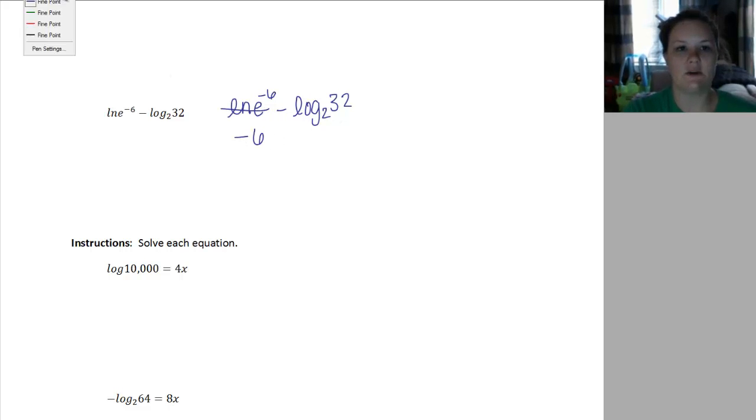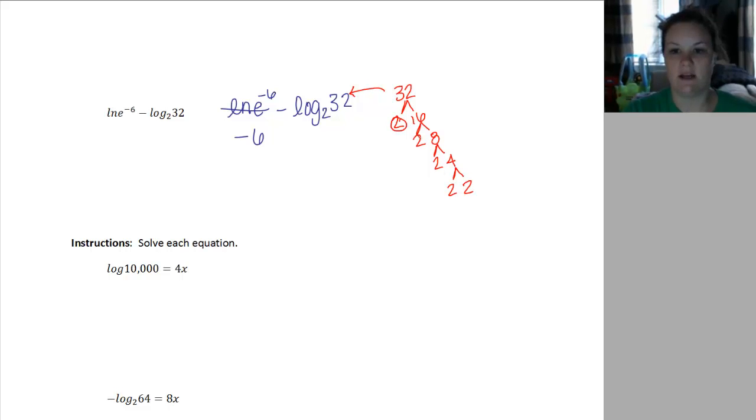On my second term, I'm hoping to be able to write 32 as some power of 2. If you're not sure, just simplify it out. So here, 32 is the same as 2 times 16. 16 is 2 times 8. 8 is 2 times 4. And 4 is 2 times 2. So if I count up all my 2's, notice I have 5 copies. So that means 32 is the same as 2 to the 5th power.